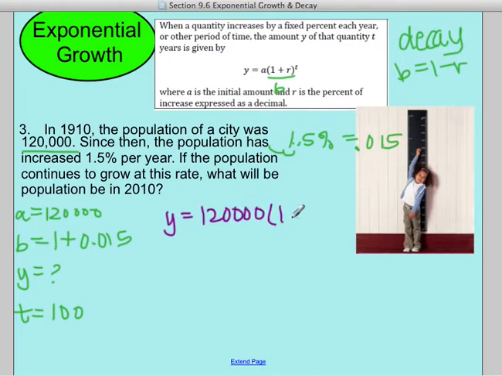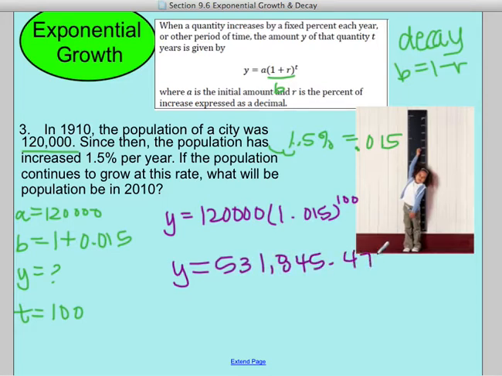Then I would have 1.015 to the 100th. And we can type all of this in on our calculator. And we would get 531,845.4779. Okay, that's what I would get when I type it in my calculator, but we're talking about a population, and you cannot refer to 0.4779 of a person.